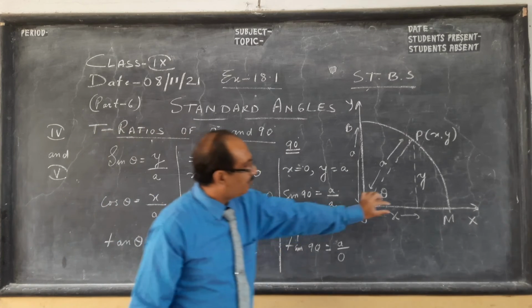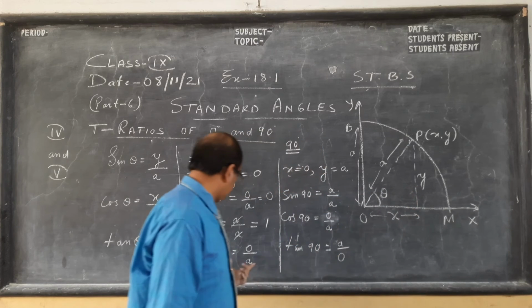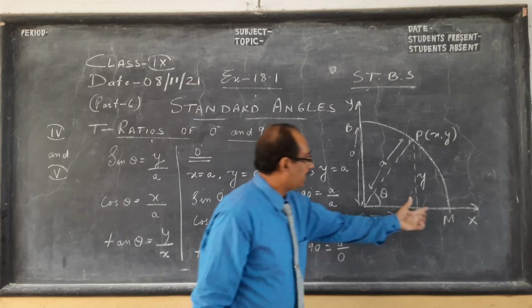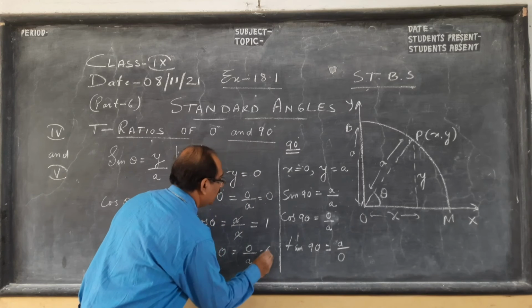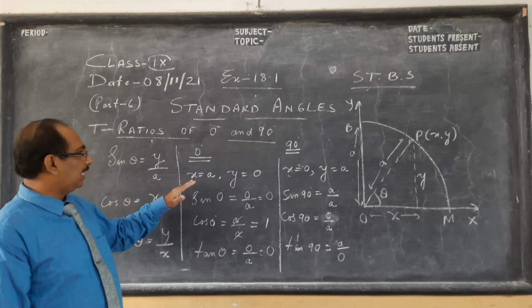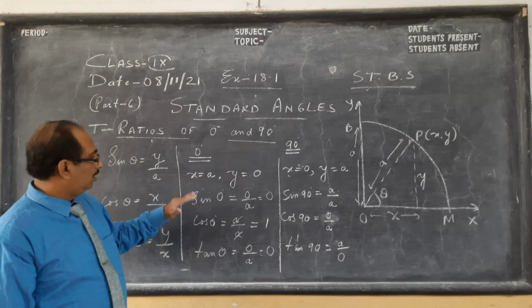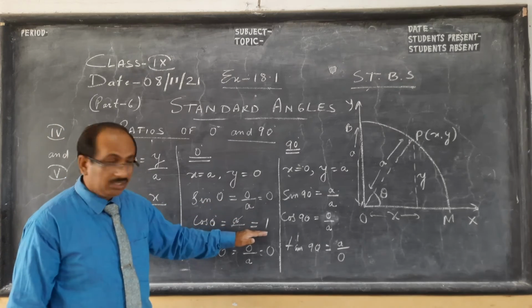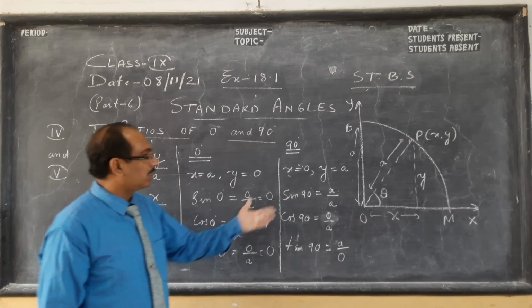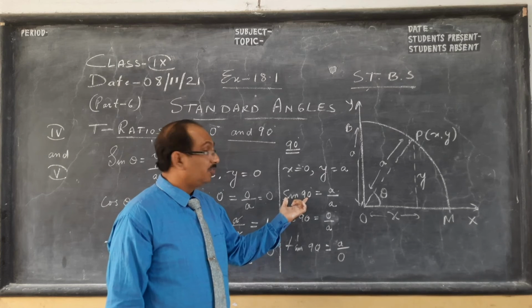Tan, this y gets 0. So 0 by anything, we get 0. So what we see, children? Sine 0 is 0, cos 0 is 1, and tan 0 is 0. Now coming to the last thing, for 90 degree.